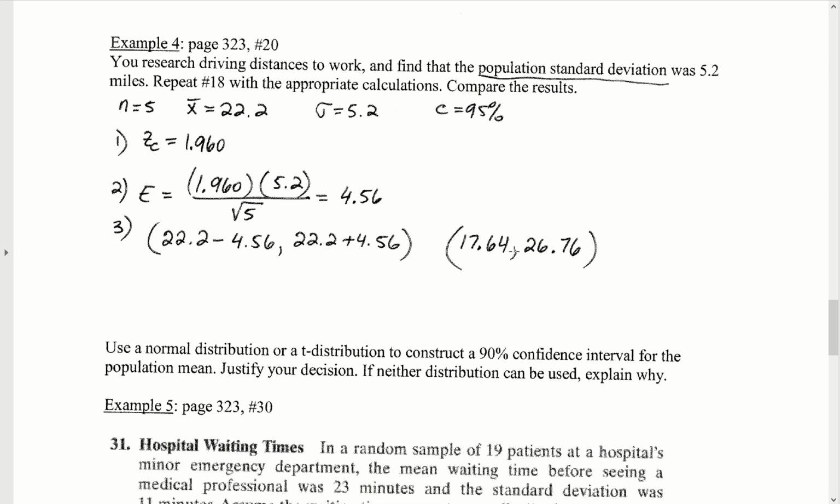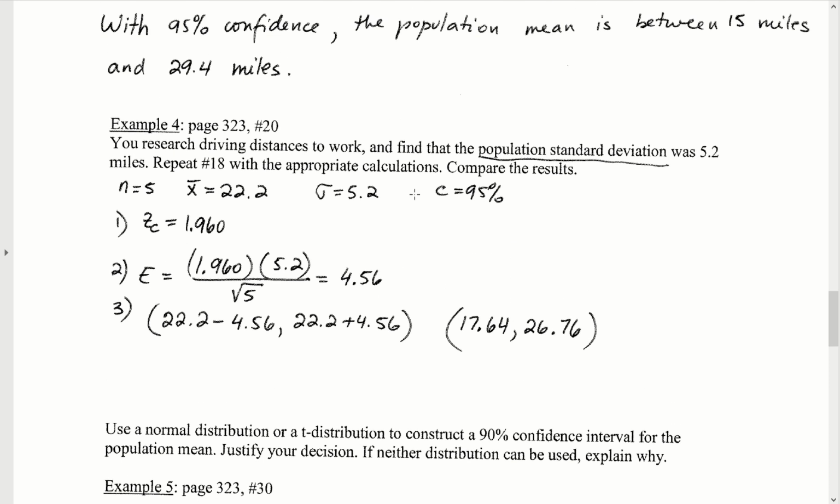Let's take a look at another one. In example 4, they say your research driving distances to work and find that the population standard deviation was 5.2 miles. Repeat number 18 with the appropriate calculations and compare the results. Well, it's a lot of the same information. It's still the same sample mean, still the same sample size, but the difference this time is instead of having the sample standard deviation, we have the population standard deviation of 5.2.